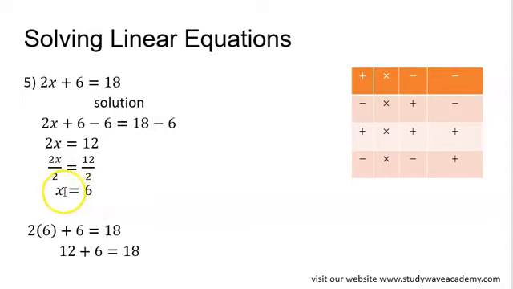Then we do what next? See if our answer is correct. We have found x is 6, so we find out if it's correct by inputting it to get 18. So we say 2 times 6 plus 6, and we have 12 plus 6 equals 18. It was correct, right? It was correct.